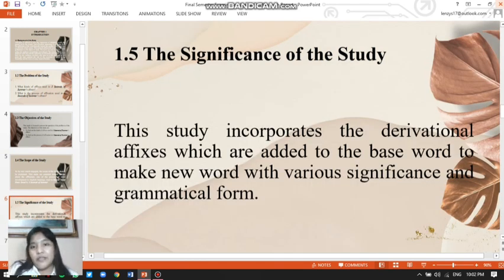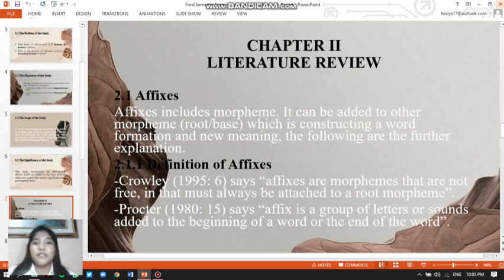1.5, the significance of the study. The study incorporates the divisional affixes, which are added to the base word to make a word with various meanings and grammatical forms. Chapter 2, Literature Review. 2.1, Affixes. Affixes include morphemes. They can be added to other morphemes, roots or bases, constructing a word, formation, and new meaning.